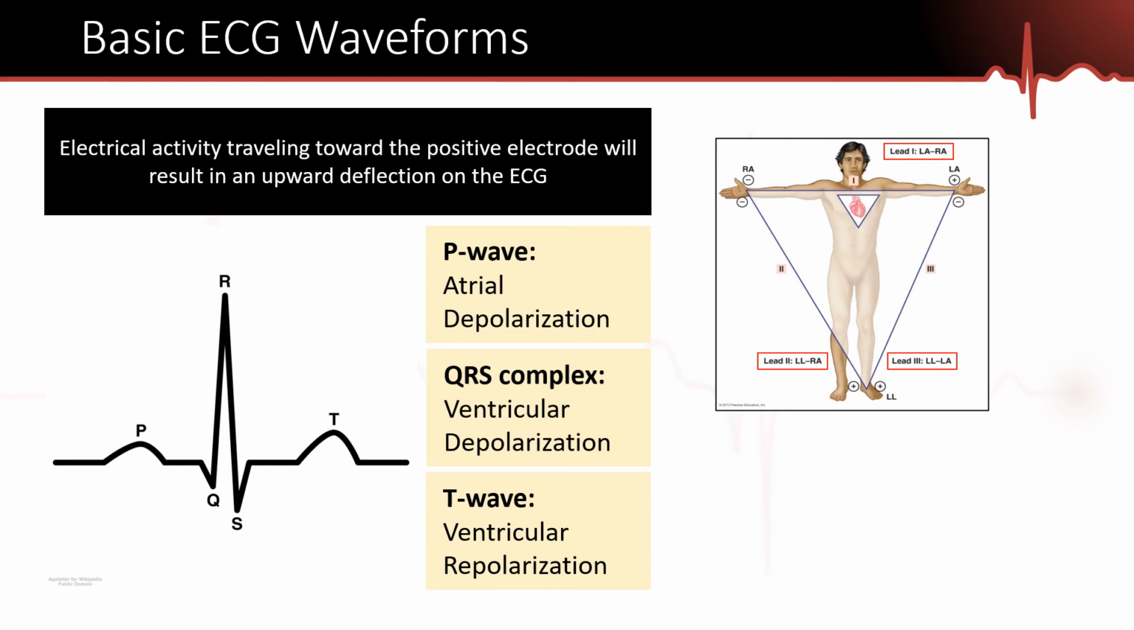First of all, the SA node generates the action potential, then the action potential propagates throughout all of the atrial fibers. As the action potential propagates throughout all those atrial contractile fibers, it's technically headed mostly in the direction of the left leg, right, towards the positive electrode. So we get this upward deflection that is referred to as the P wave. Okay? Then there's a delay, and then we see what's called the QRS complex.